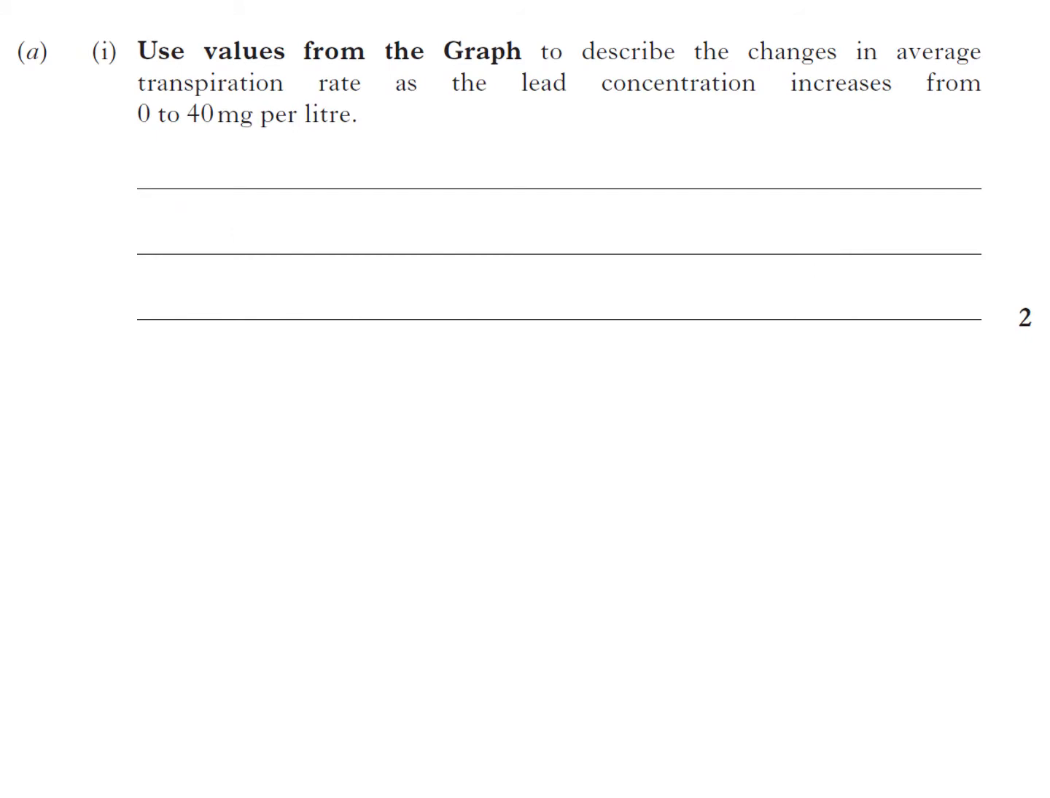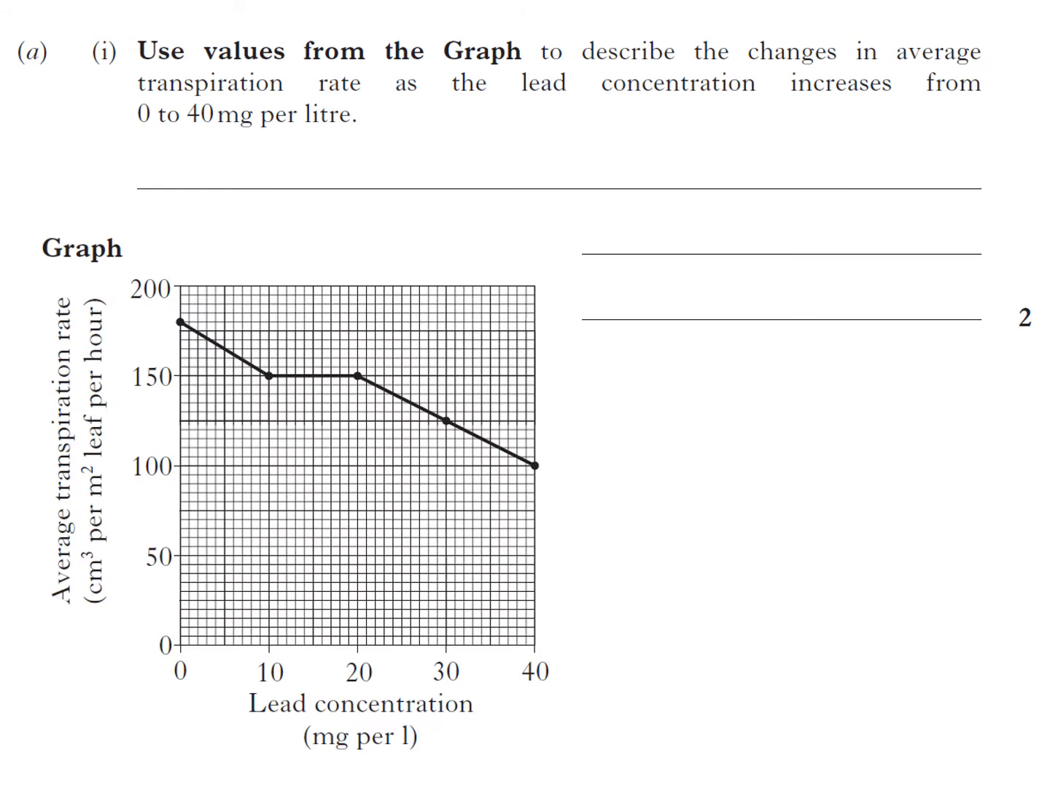Using values from the graph to describe the changes. Now you have seen these multiple times now. It's worth 2 marks. You're probably going to have to put 4 points on, and you're going to have to be careful about your units. It says from 0 to 40, so it's the whole length of the graph.